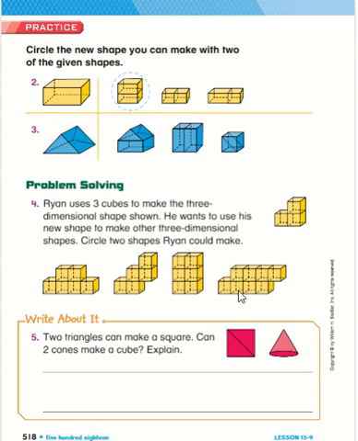And then this one, he could probably make, but he would need additional blocks, so it just wouldn't work. So you should circle this first one and the third one.